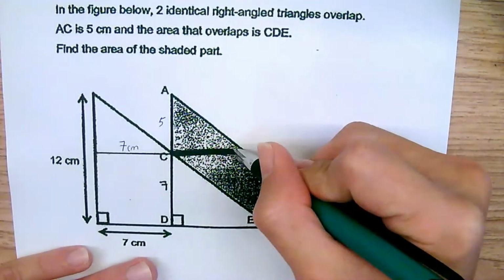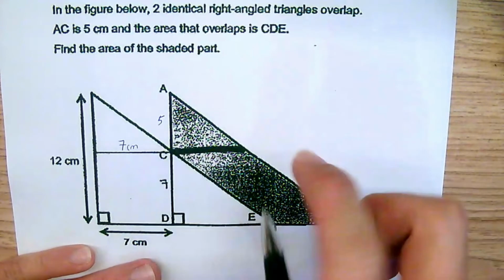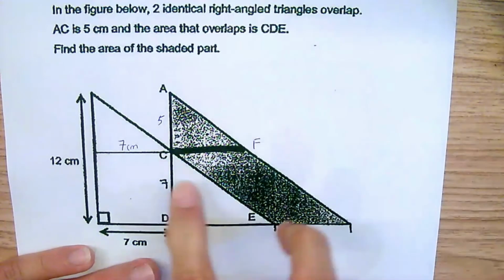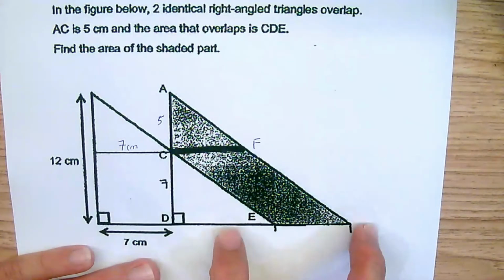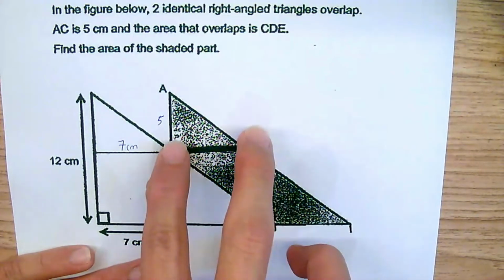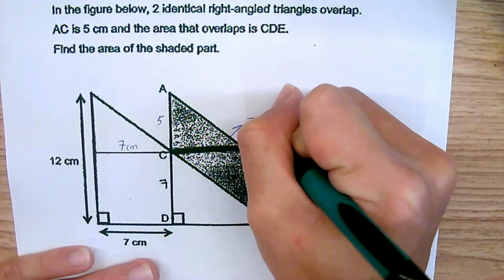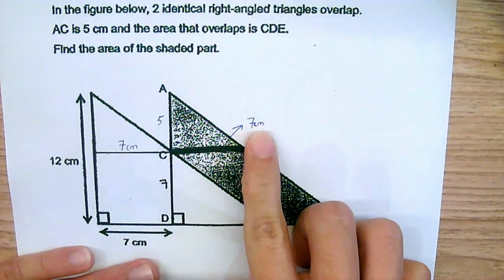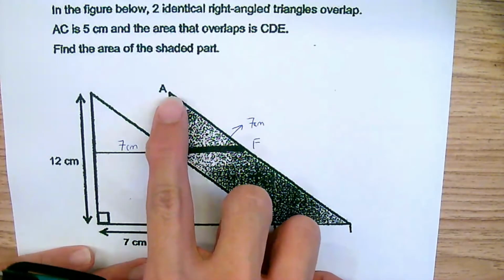This length, which is C, I'm going to put another letter. I'm going to put CF. CF must be the same as this one. If there are two identical triangles and they are meshing into each other, this will be the same. So I'm going to put here, this here is 7 cm. Which means that now I can find the area of this triangle, because I have the base, and I've got a perpendicular height, which is 5.